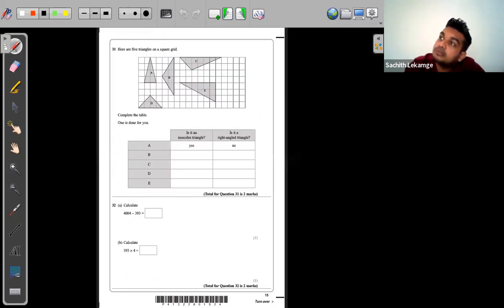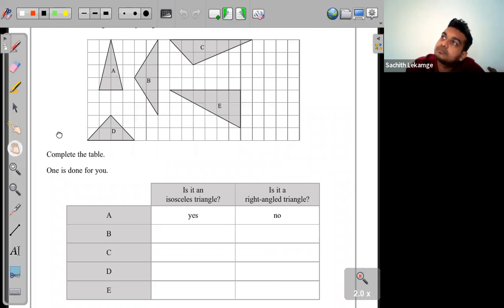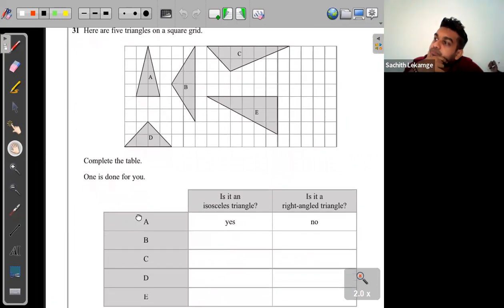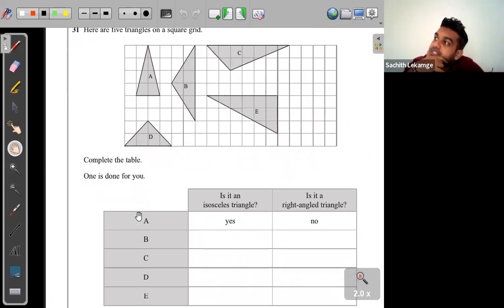Cool. Question number 31. Here are five triangles on a square grid. Complete the table. One is done for you. Is it an isosceles triangle? A. Yes. Is it a right angle triangle? No. B. You guys tell me. No. Not isosceles. Yes. Check this. Say this side, put a diagonal of this.